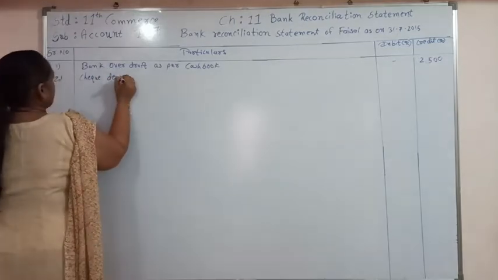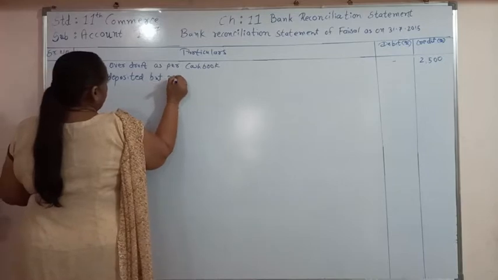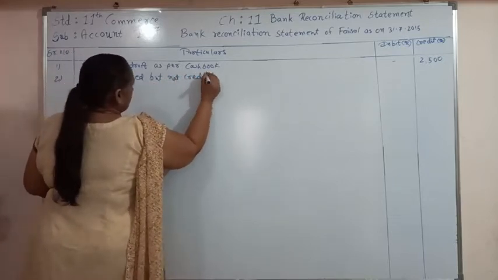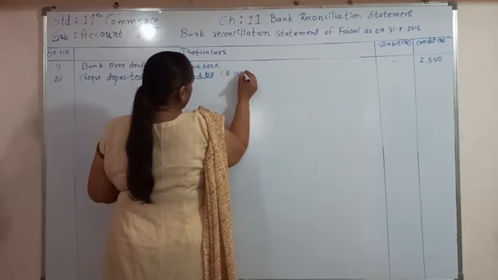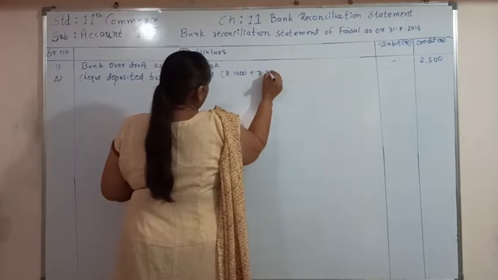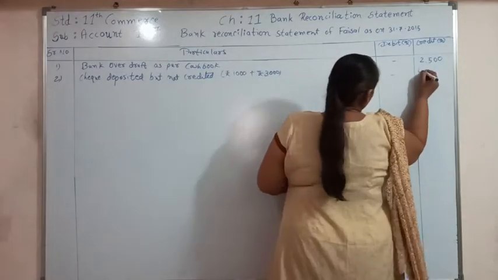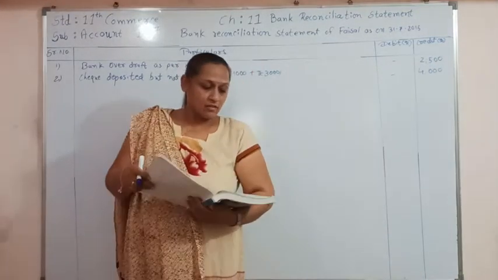Check deposited but not credited. That will be rupees 1,000 plus rupees 3,000. So total amount will be 4,000. So that. Now let's see the next transaction, the third.